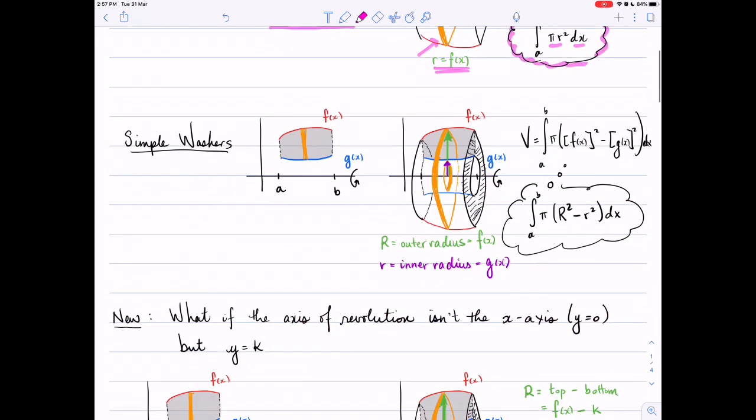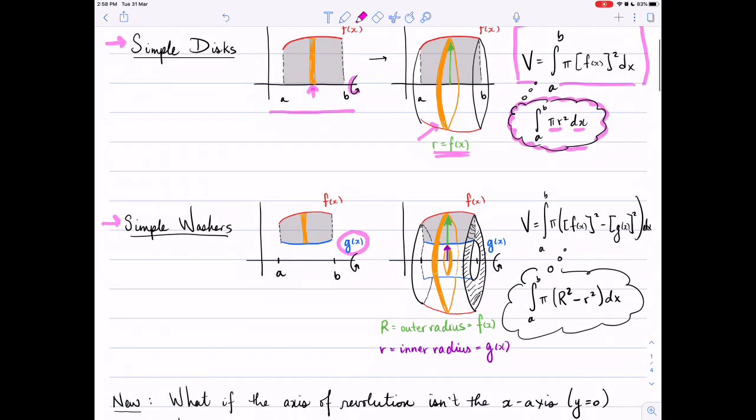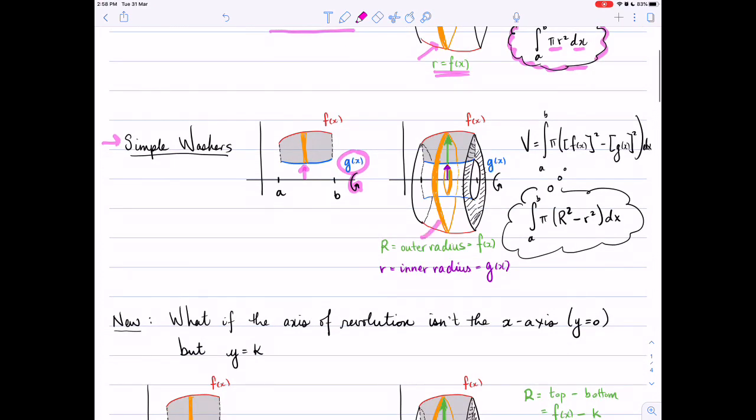The next thing we looked at was simple washers, and the washer case differs from the disk case in that there is also a lower bound, so that the region is bounded between two functions, f of x and g of x, from a to b. And we did the same thing. We took a single rectangle and we imagined that revolving around the x-axis with the rest of the region to create a typical washer this time.